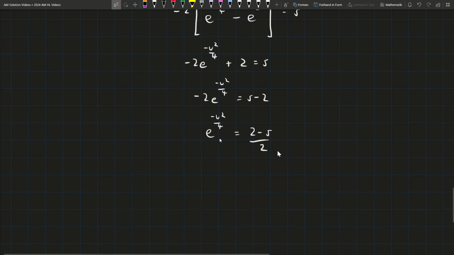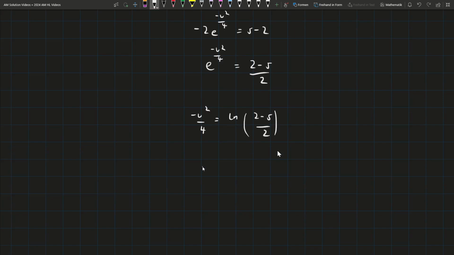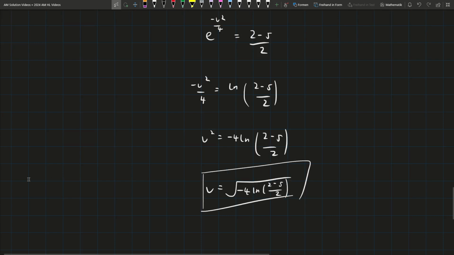We need to get v by itself, so let's take the natural log on both sides. And then that'll cancel with the e, so we'll get minus v squared over 4 equals ln of 2 minus s over 2. To finally get v by itself, we'll have v squared equals minus 4 ln of 2 minus s over 2. Finally, that means that our velocity is given by the square root of minus 4 ln of 2 minus s over 2. And that is our answer for the velocity.